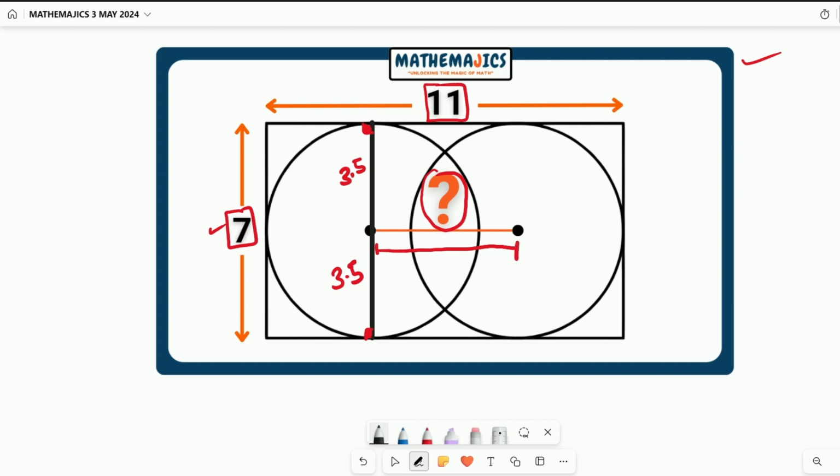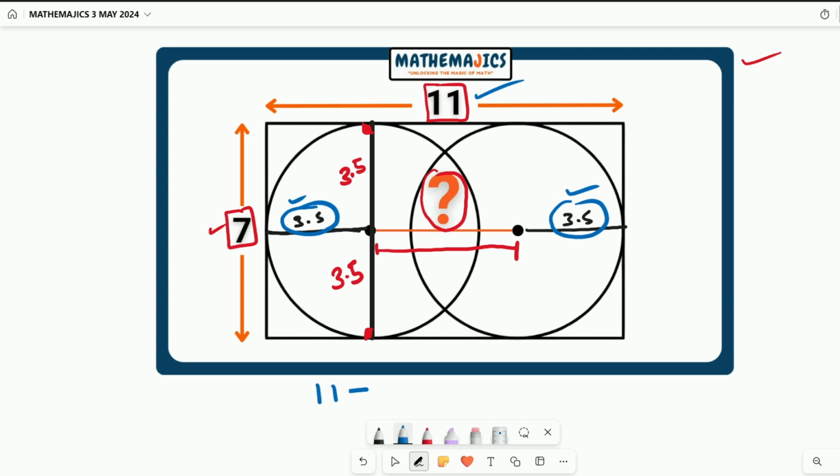Let's see. For that we can draw this radius 3.5 and we can draw this radius as well, 3.5. Now the length of the rectangle is 11. So what can we do? We can subtract this 3.5 and this 3.5 from 11. We can subtract two radii, this one and this one, from the length of the rectangle to find the distance between the two centers.